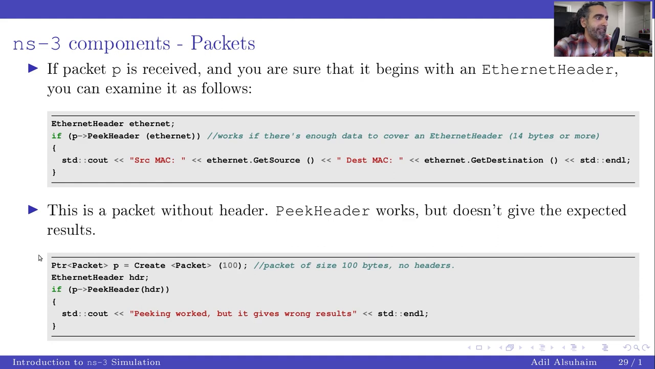copy it. So this is an example where there are no headers here, but this one passed because I think there is enough space in the packet to fill in with this header. Anyway, I think 14 bytes.